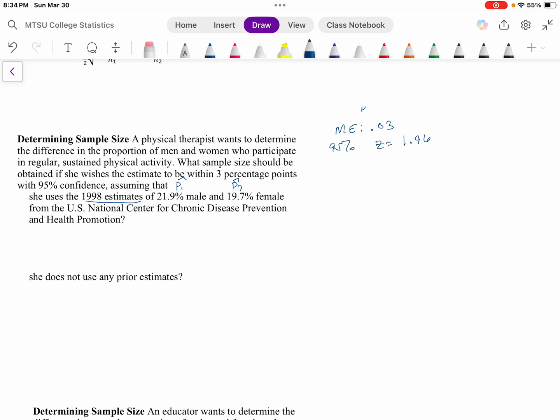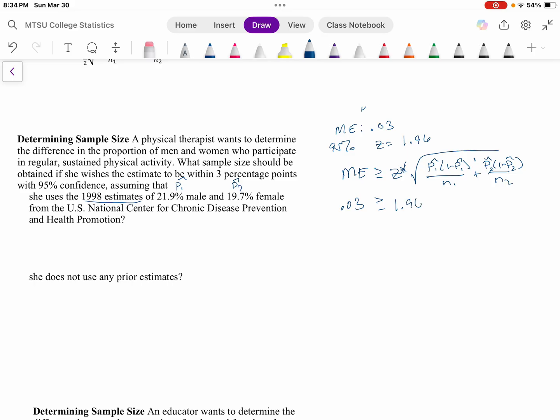So as I set this up, again, here's the generic formula. Margin of error greater than or equal to the Z-star square root of P1 hat times 1 minus P1 hat over N1 plus P2 hat times 1 minus P2 hat over N2. All right. So margin of error 0.03.